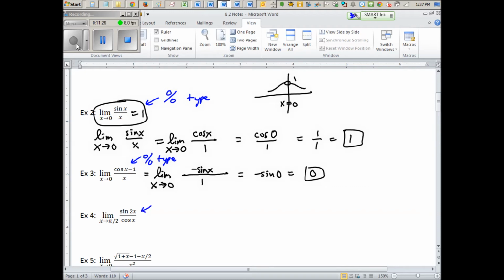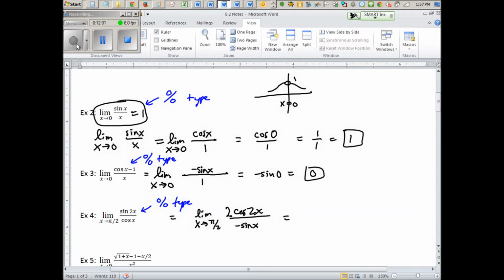So first thing is just double check that it's 0 over 0 type. And it is. It's going to be sine pi on top and cos pi over 2 on the bottom. That is exactly 0 over 0. And then, once you've established that it is the right kind of problem, just run the derivative. So be careful here. What's the derivative of sine 2x? Yeah, it's cos 2x times 2 with that chain rule. And then we have cos x on the bottom. What's the derivative of that? Negative sine x. Good.